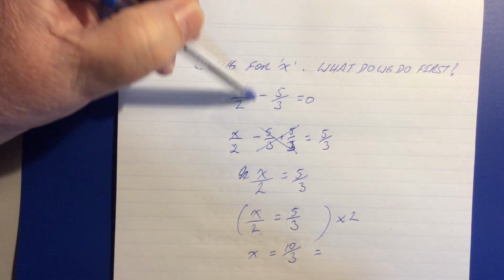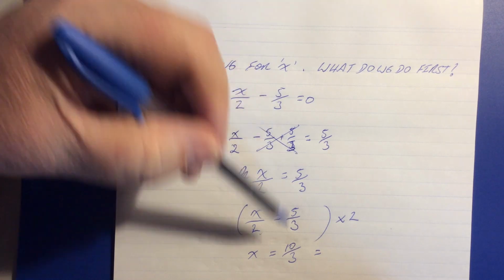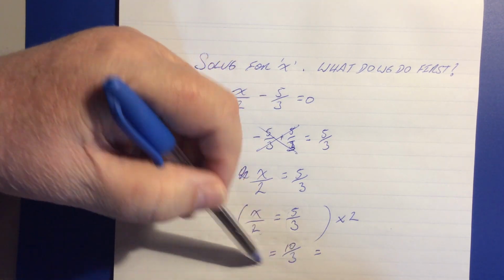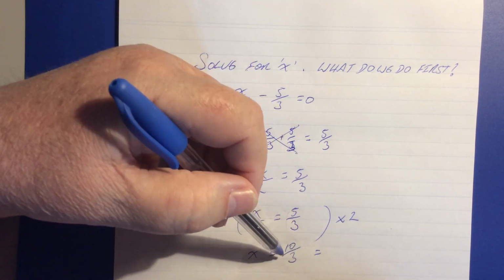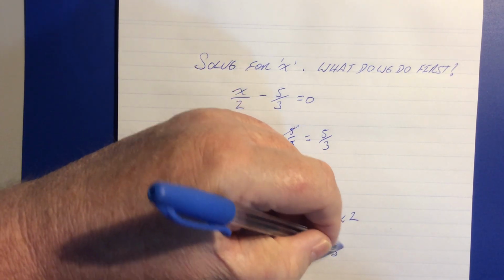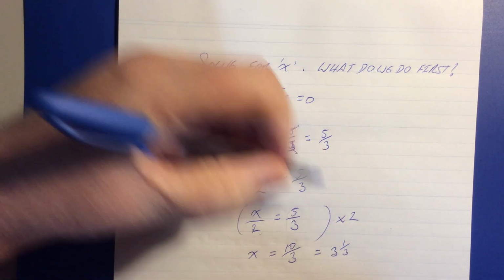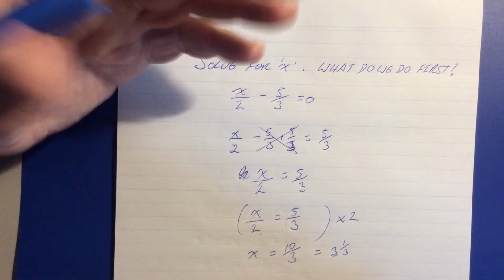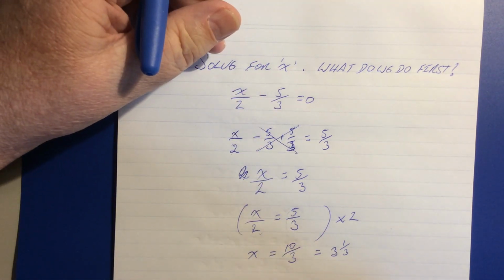Although you were given the problem in this form, so normally you would reply or respond in this form, but I'll put it into mixed numeral form. 3 goes into 10 3 times and leaves 1, that is 3 1/3. Either of those would be an acceptable answer.